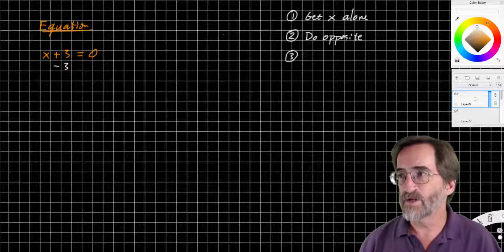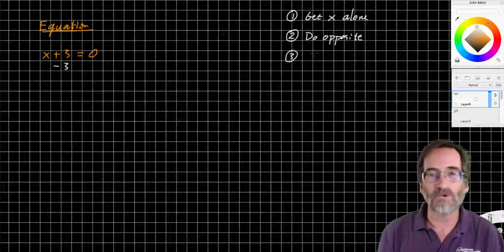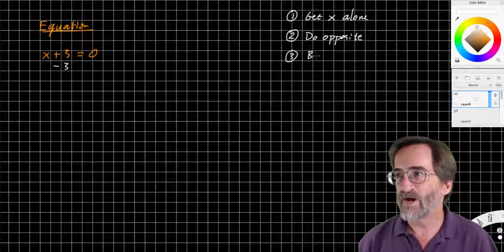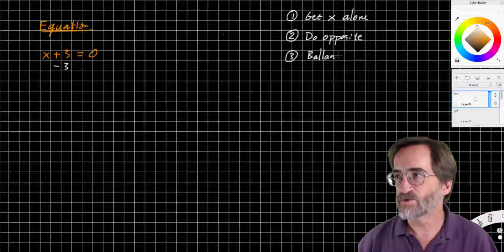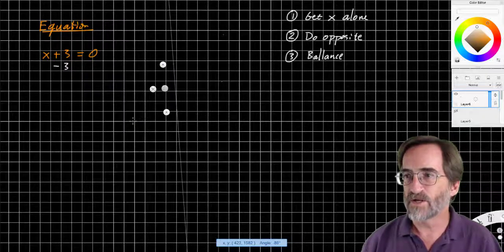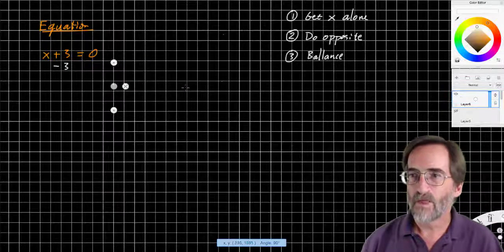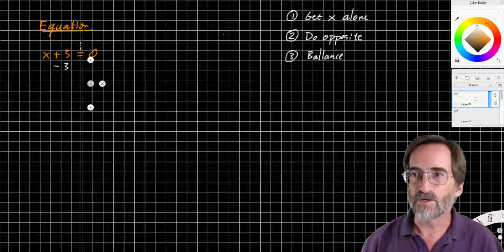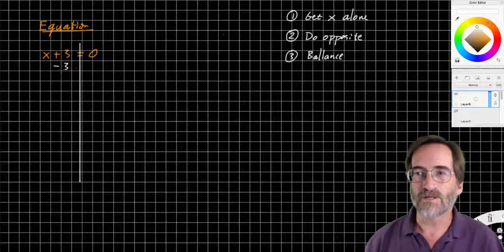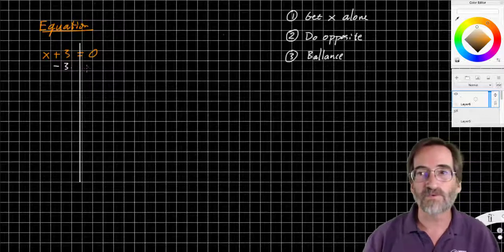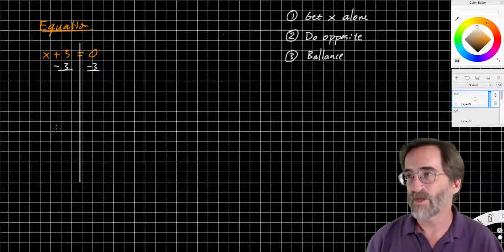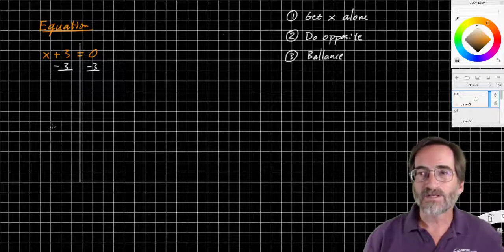We can't just willy-nilly go adding and subtracting and multiplying and dividing on just one side of the equation. We require balance. That is, anything I do to one side of the equal sign, I must also do to the other side. So we're getting x alone, we're doing opposites to get rid of things, and we're balancing it. If I subtract 3 from the left of the equal sign, I subtract 3 from the right of the equal sign as well. And let's see what we get.